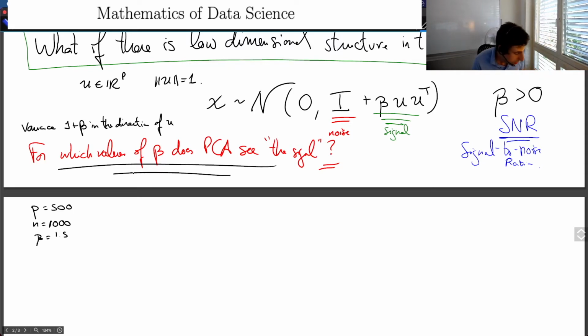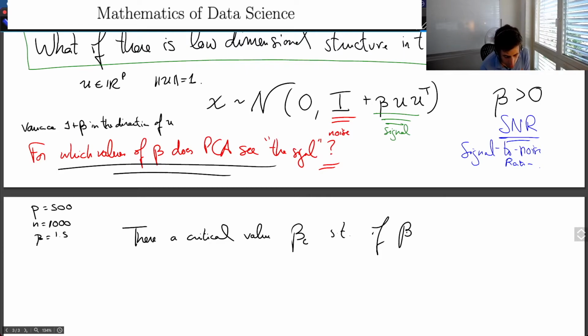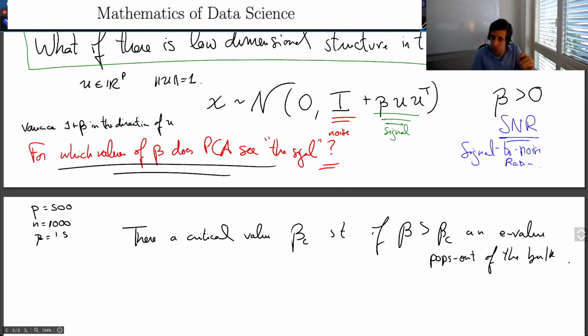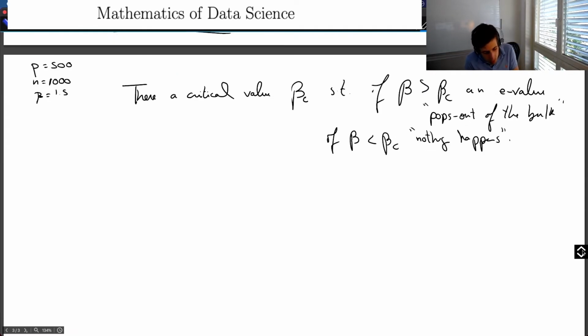And indeed, what we'll show is that there is a critical value, beta critical, such that if beta is bigger than beta critical, there is a popping out: an eigenvalue shows up, pops out of the support, pops out of the bulk of this distribution. If beta is smaller than beta critical, nothing happens, in the sense that it looks just as if there was no signal. Okay, and the question is, can we understand this?